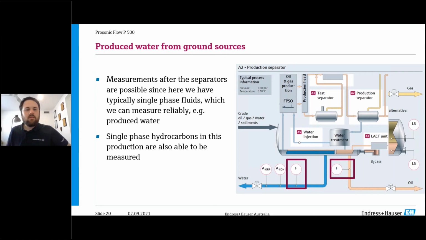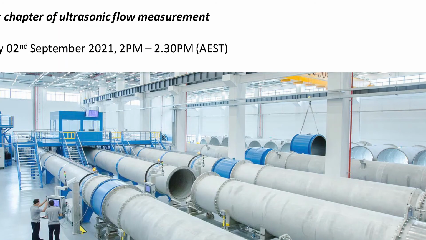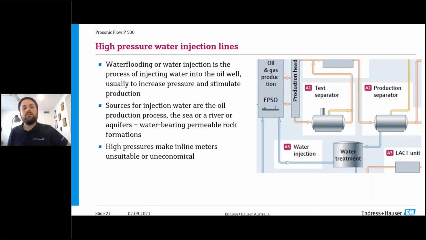And then we also have some other applications over here. Examples where you have very high pressures, so inline meters become unsuitable or uneconomical. You can use an ultrasonic clamp-on meter here, such as for injection water into a well, or some other type of high pressure water, or oil process or something like that.